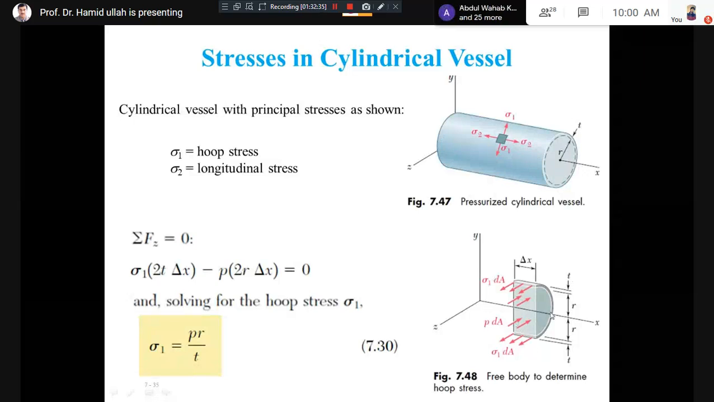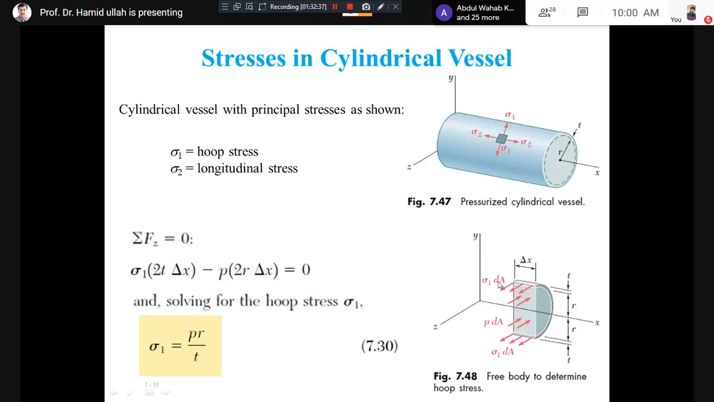Here you can see the length of the differential element, we call it del x, along the x-axis. This is the small rectangle you can see. This is the wall, the cylinder wall. It's the cut portion, and you can see r is the inner radius, the symbol small r, and small t is the thickness of the wall.